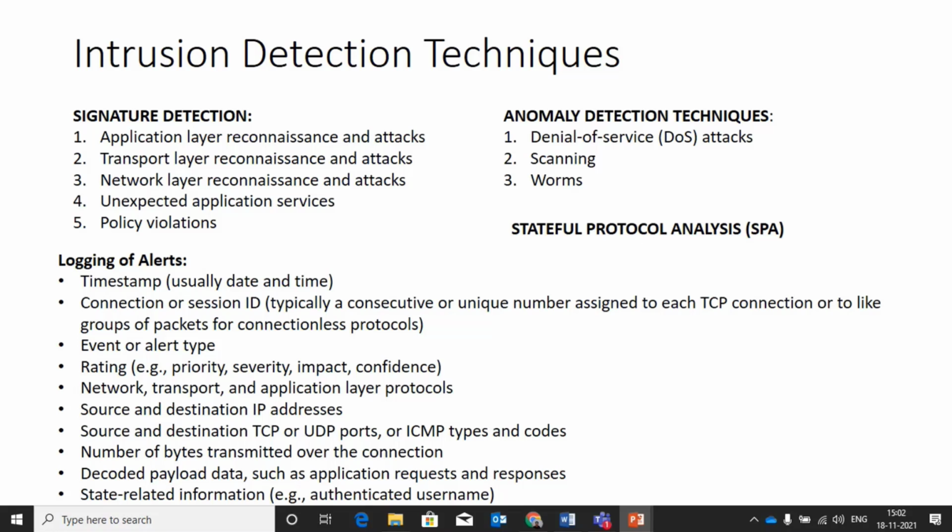Typical information logged by the NIDS sensor includes various things like the timestamp, connection or station IDs, event or alert type, rating, network, transport, and application layer protocol, source and destination IP address, source and destination ports, number of bytes, decoded payload data, and so on. You can build your own data set with this type of information and try to figure out whether the network is doing well or not.